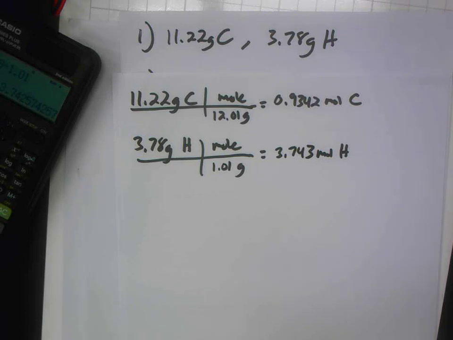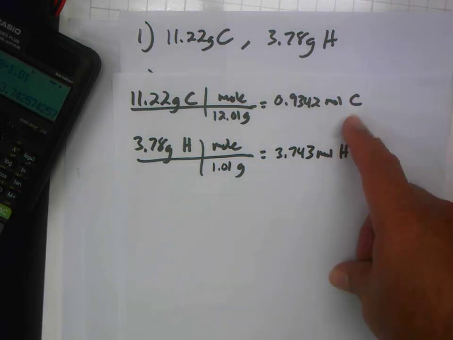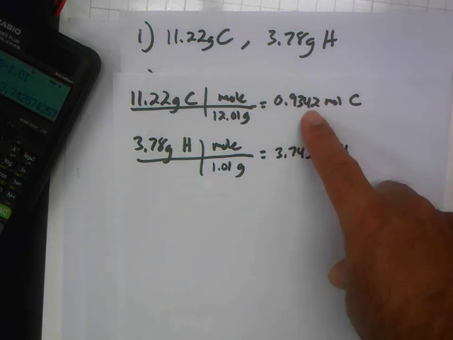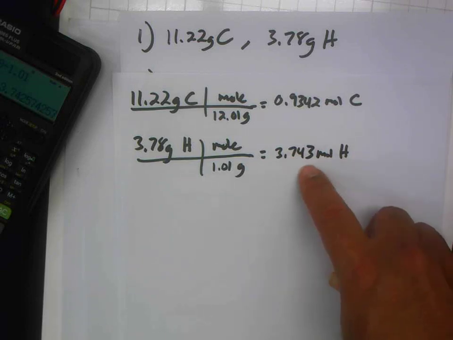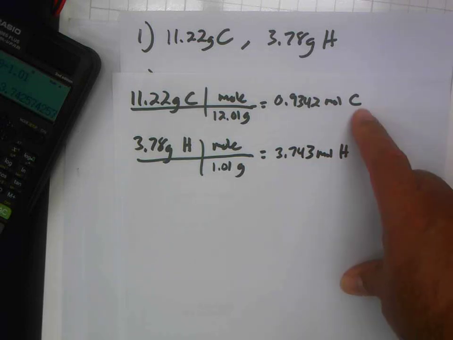So now we have moles of hydrogen. That was step 1, 1B: we convert the grams of each element to moles of each element. Step 2, identify the element with the least number of moles. Carbon here has 0.9342 moles. Hydrogen has 3.743 moles. So carbon has less than hydrogen.